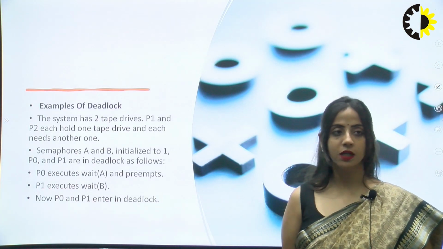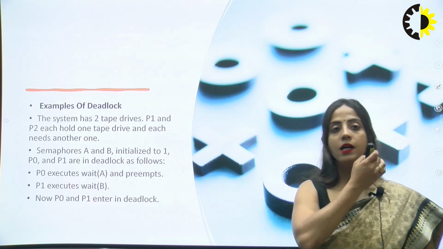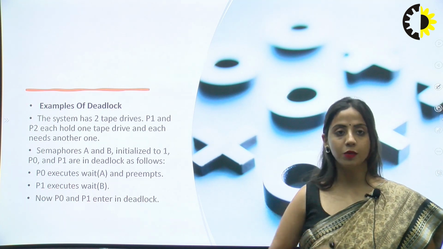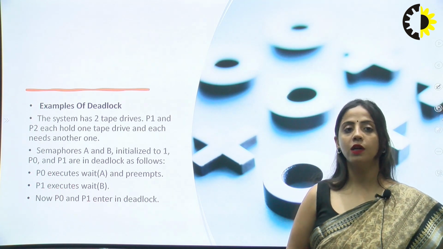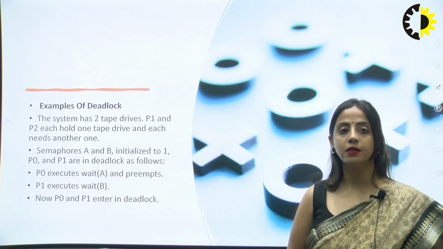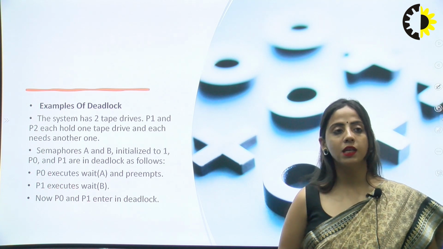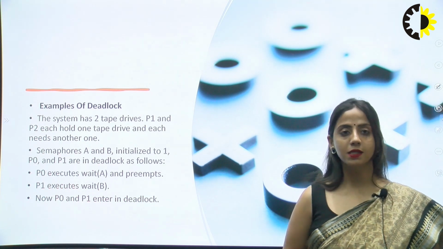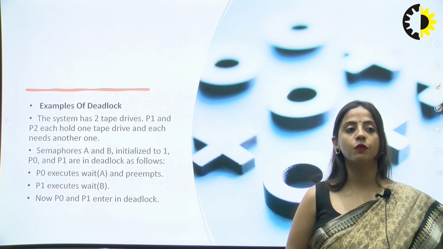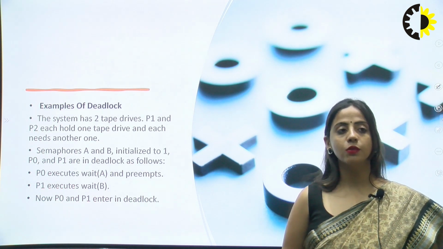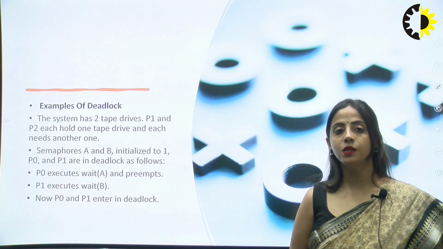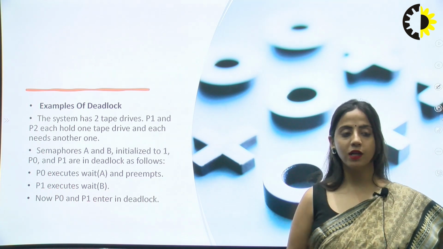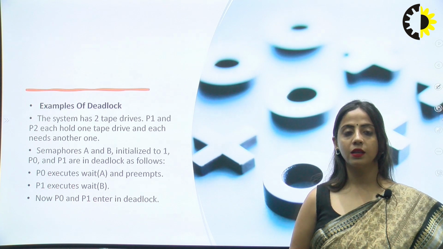Now, examples of deadlock. Suppose the system has two tape drives, P1 and P2. Each holds one tape drive and each needs another one. Semaphores A and B are initialized to 1, and P0 and P1 are in deadlock as follows. P0 executes wait A and preempts. P1 executes wait B. Now P0 and P1 enter into deadlock.